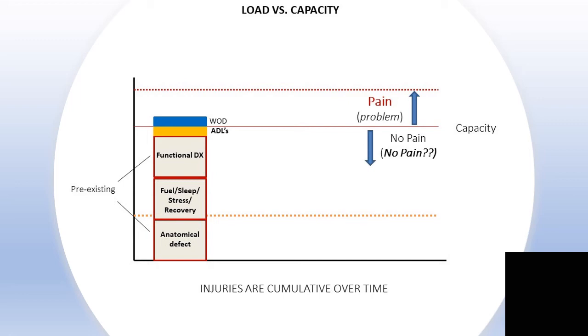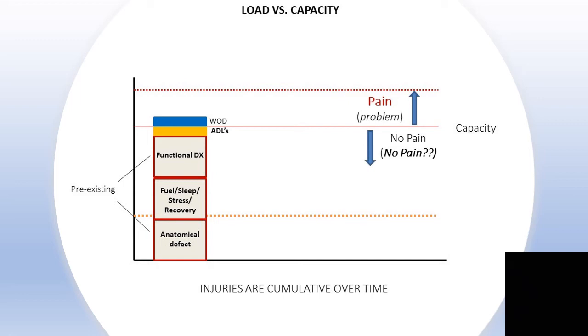So injuries are cumulative over time. And we use this graph in clinic almost on a daily basis to educate patients on what's going on with their body at that particular instance in time. And so these three blocks are the primary three things that are going to affect your ability to function. Anatomical defects are things like rotator cuff tears or meniscal tears in the knee, sprain strains, any kind of arthritic condition.